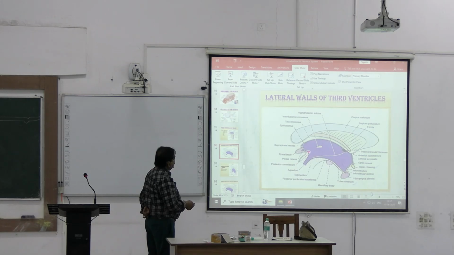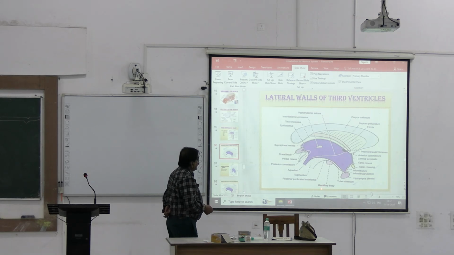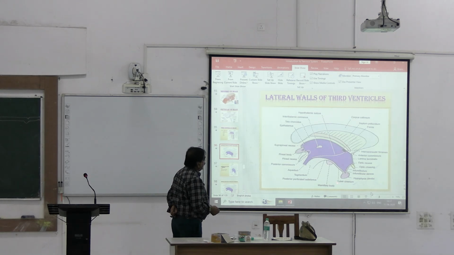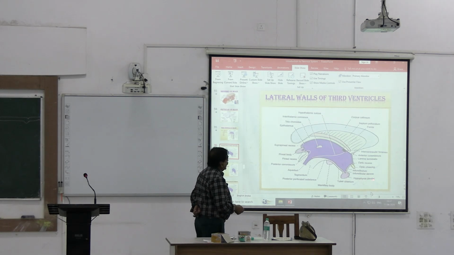Posterior commissure, aqueduct, tegmentum, posterior perforated substance, mammillary body, the hypophysis cerebri, tuber cinereum, optic chiasma, optic recess, lamina terminalis, anterior commissure, interventricular foramen.